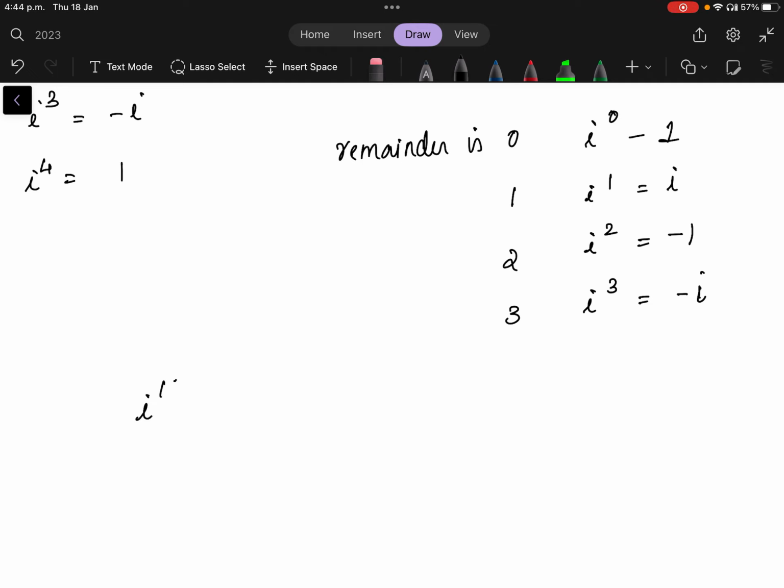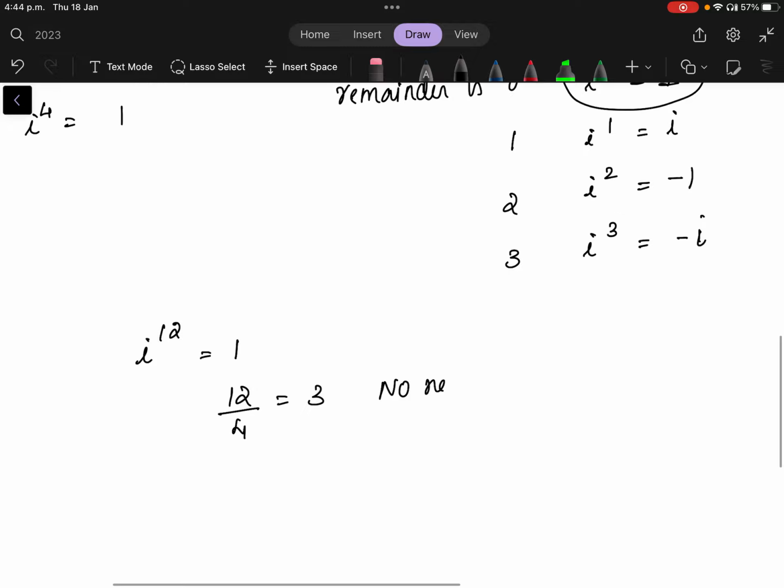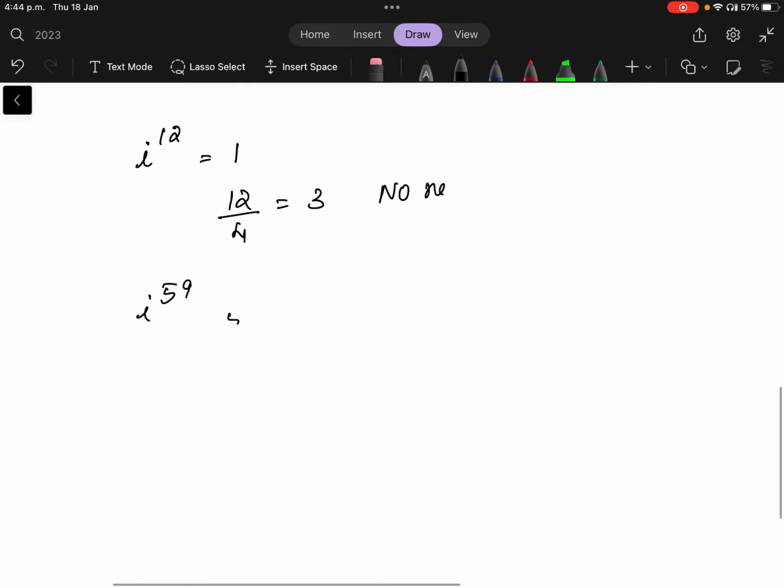If you want to find i to the power of 12, you divide 12 by 4, which is equal to 3. So there is no remainder, which means the value is 1, not -1. This is equal to 1. And for example, i to the power of 59: dividing 59 by 4, you get a remainder of 3. So i to the power of 59 will be -i.